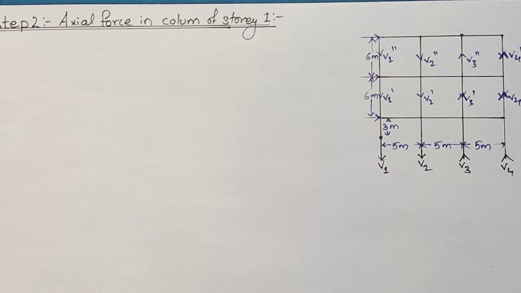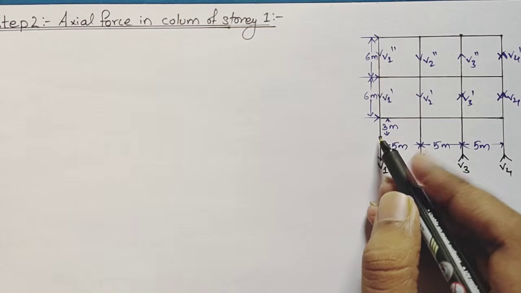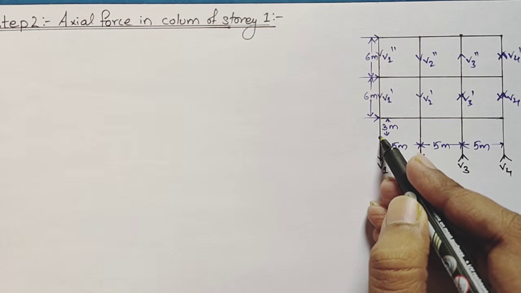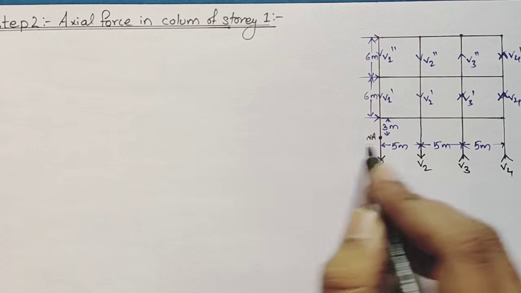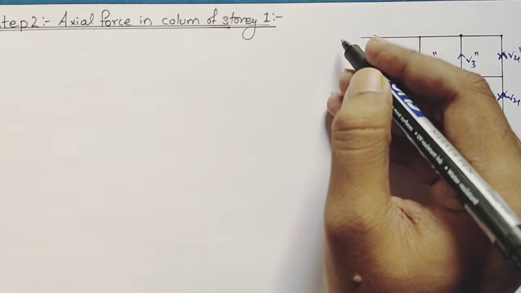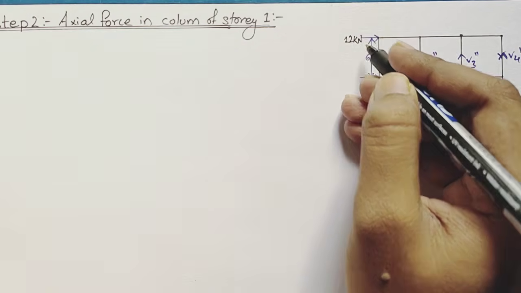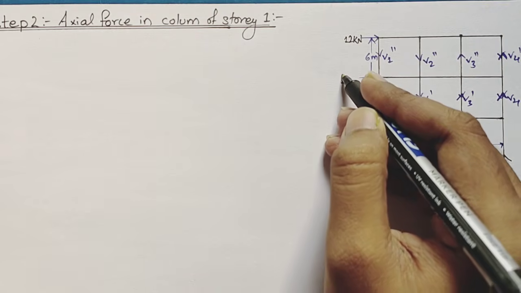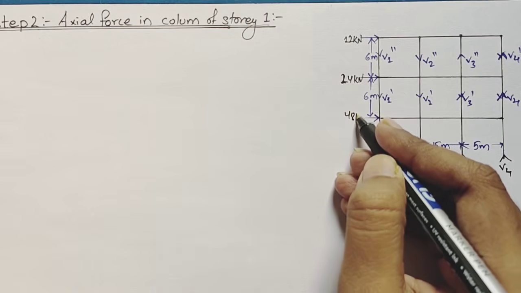So let us calculate the value of V1. And how can we calculate the value of V1? We need to consider the moment about this neutral axis. This is our neutral axis or point of contraflexure. And I have missed the loads here: we have loading here of 12 kilonewton, this is 24 kilonewton, and similarly this is 48 kilonewton.